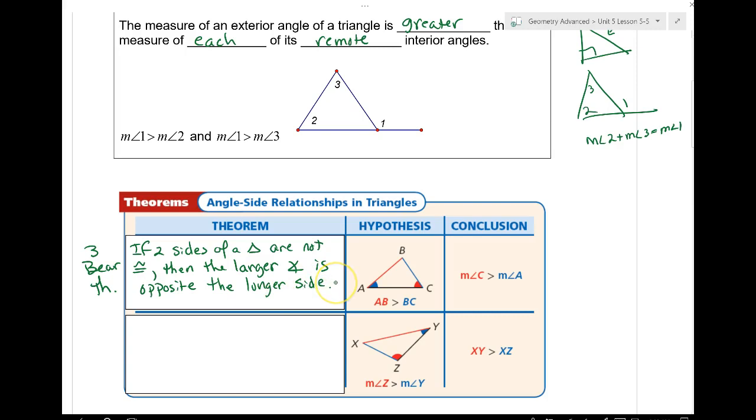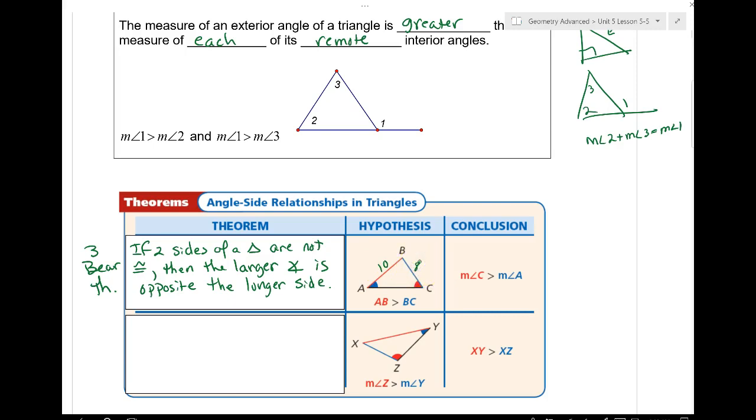All right. So this is basically what they're saying. If I compare side lengths, so like here in the hypothesis, it says segment AV is greater than segment BC. I'm just making these numbers off the top of my head to make some sense here, guys. So let's say this one's 10, that one's 8.